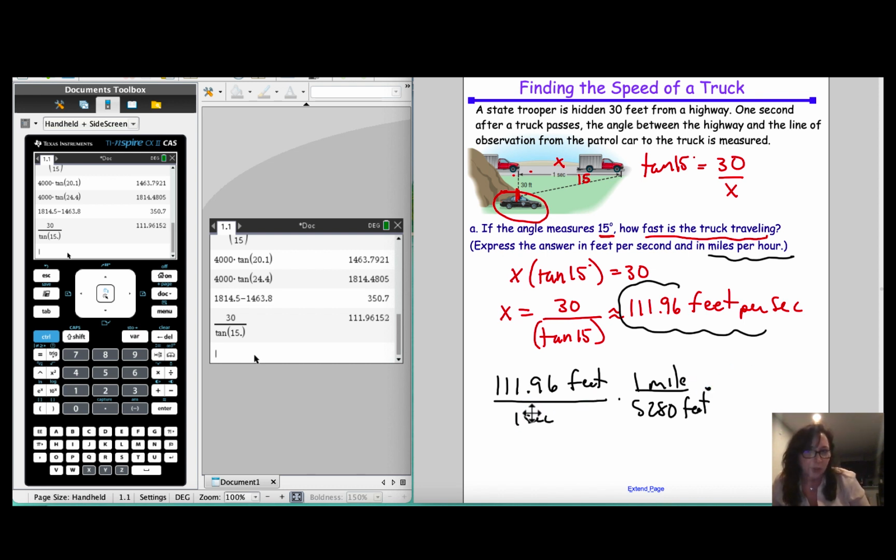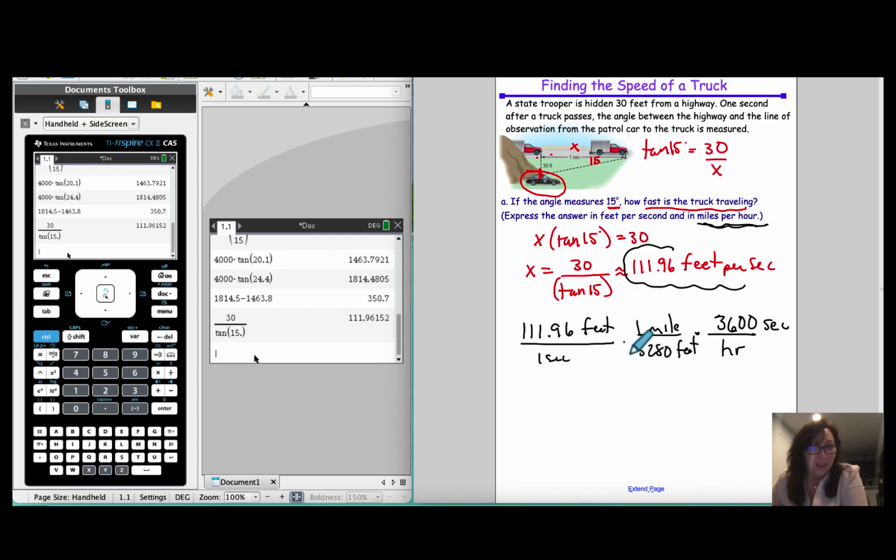But I do have to deal with the seconds because I'm going from feet per second to miles per hour. So I do need to change my seconds to hours. And so how many seconds are in an hour? That's the question of the day, right? Well, I'll tell you. In 1 hour, there are 3,600 seconds. I know. A little bit of trivia, I know that.